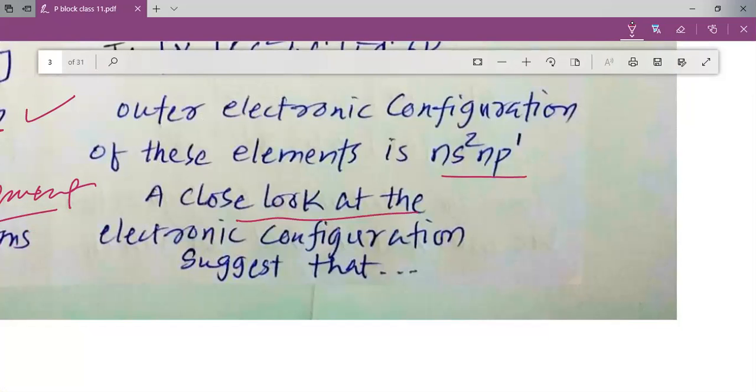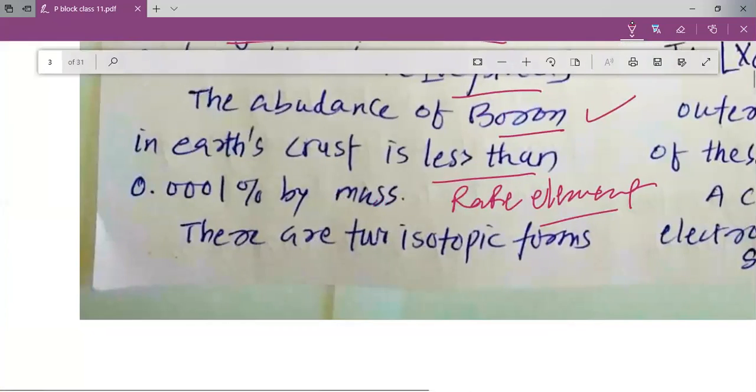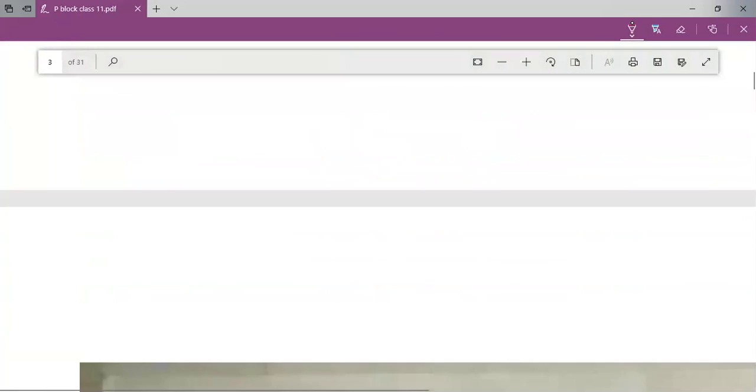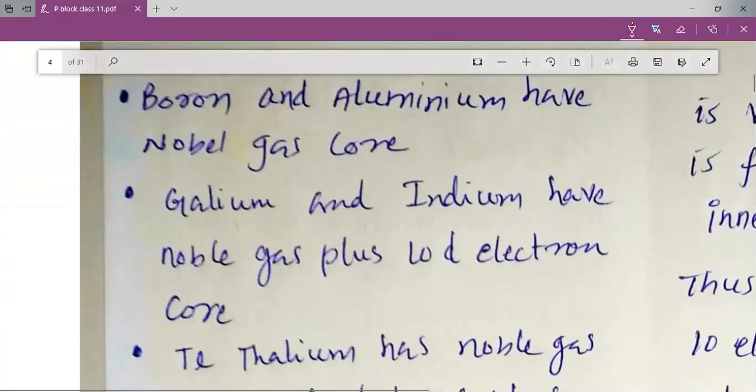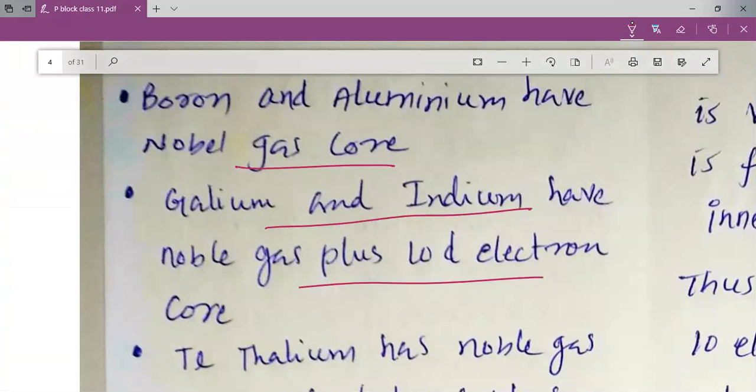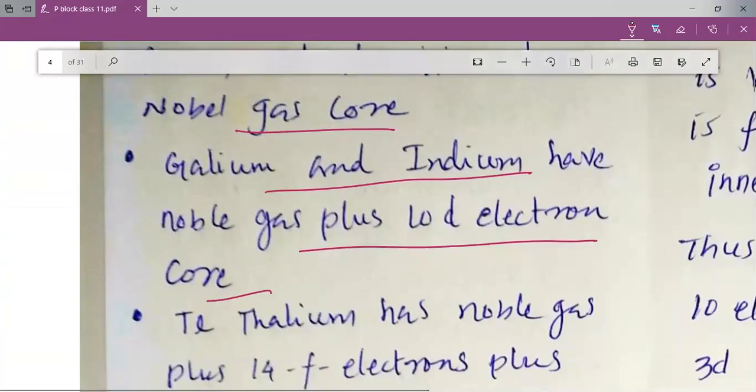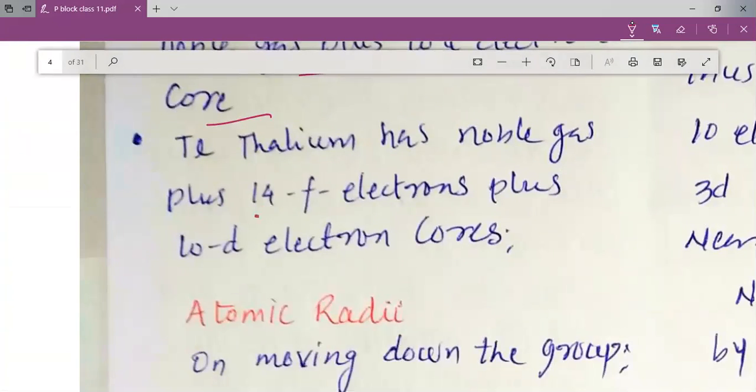A close look at the electronic configuration suggests that boron and aluminium have a noble gas core. Gallium and indium have a noble gas plus 10 d electrons core, and thallium has a noble gas plus 14 f electrons plus 10 d electrons. So this is how you can easily understand, my dear students, that some elements have only the noble gas as a core, some have noble gas plus 10 d electrons, and some have noble gas plus 14 f electrons and 10 d electrons.